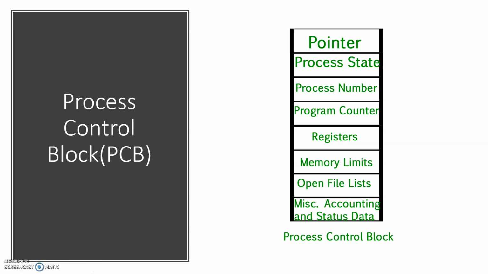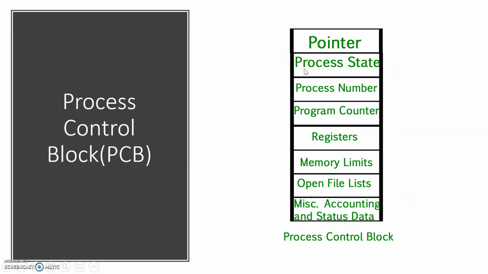Next, we are going to discuss the process control block. When a process is getting created, it will also have a block called the process control block. For every process, there is a process control block. In this process control block, the various parameters of the process are stored. First one is pointer. In order to point to this process, you can make use of this pointer in the process control block. Then process state.